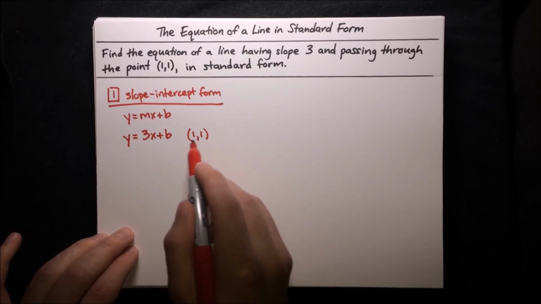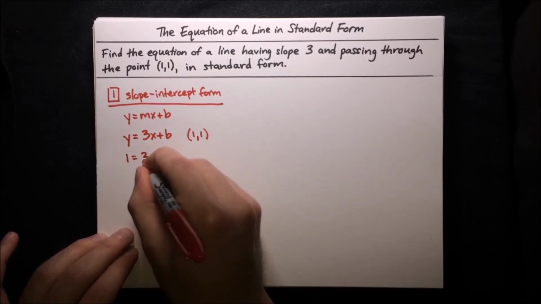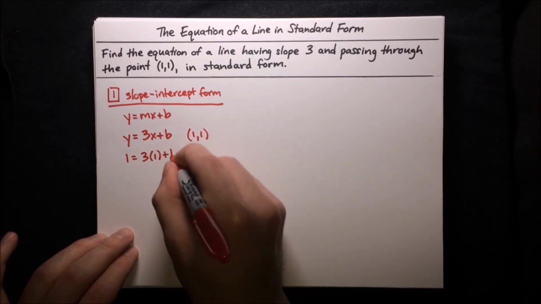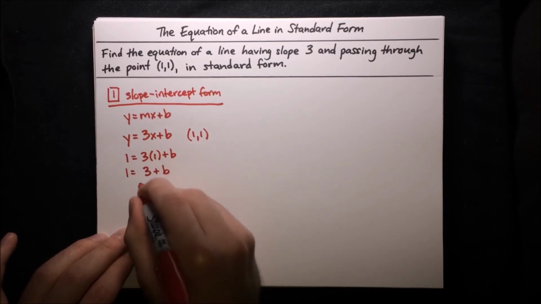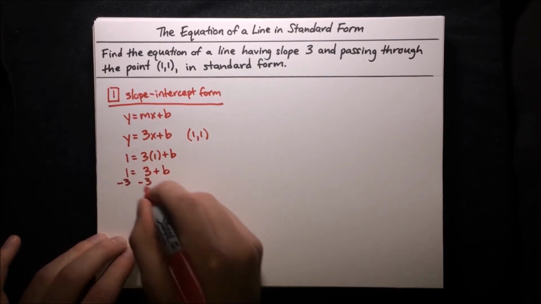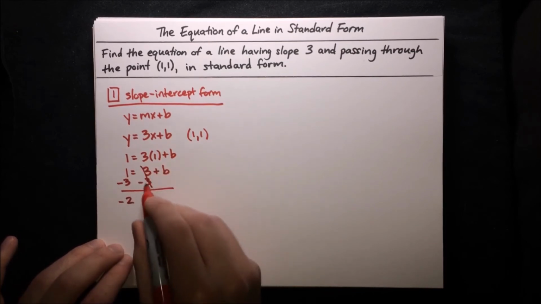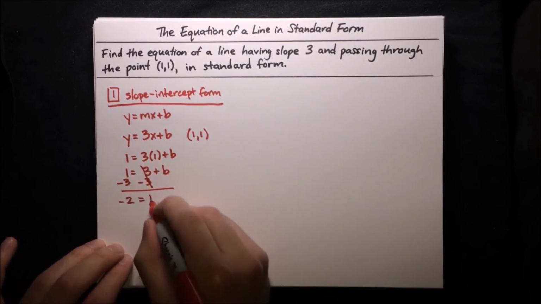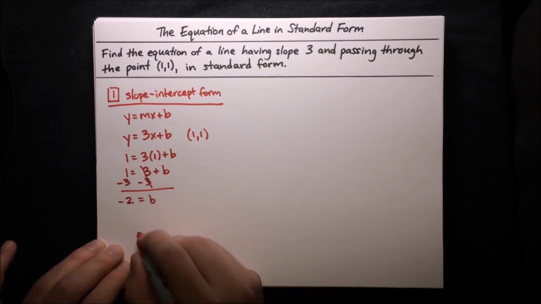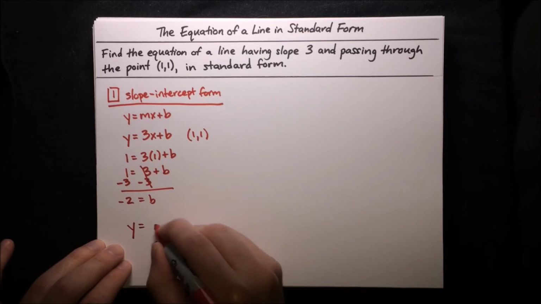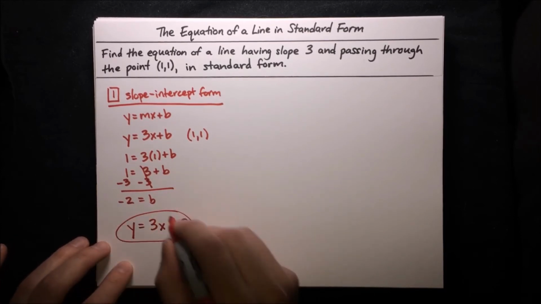So we'll just go ahead and plug in that point into here, x and y both 1, so 1 equals 3 times 1 plus b, so 1 equals 3 plus b. Subtract 3 from both sides, and we get 1 minus 3 is negative 2. That cancels there, and we're just left with negative 2 equals b. Alright, so our final slope-intercept form equation then is y equals 3x minus 2.